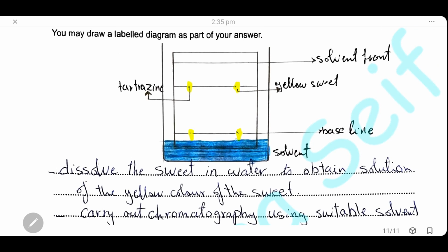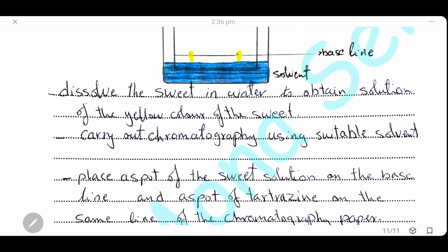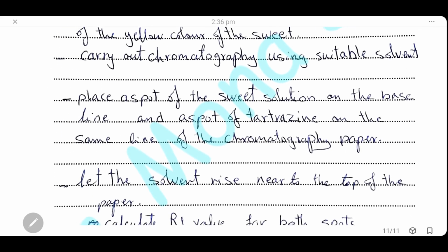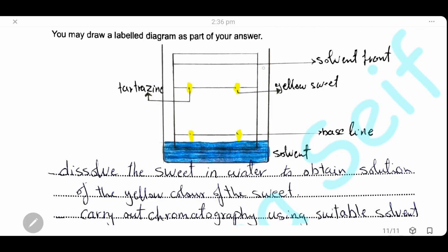So here we have the spot from the yellow sweet and the spot of tartrazine. Then we will use a suitable solvent, so the level of the solvent should be below the baseline where the spots have been put. Then let the solvent rise near to the top of the paper. Here the solvent will reach this point, which is the solvent front, and both dyes move with the solvent. This is the yellow spot from the sweet and this is the yellow spot formed from tartrazine.